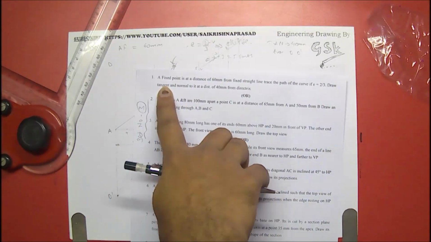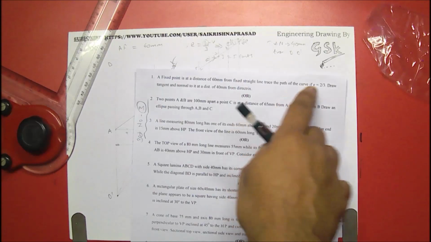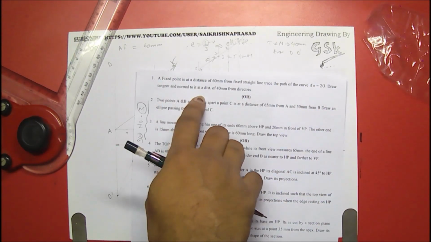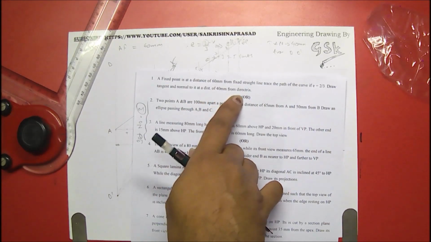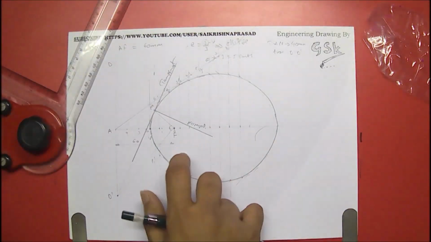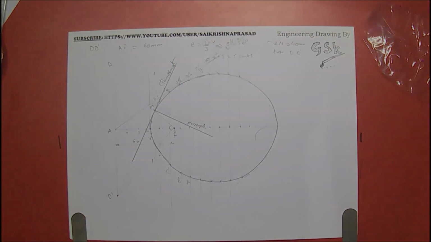A fixed point is at a distance 60 mm from the fixed straight line. Trace the path of the curve if eccentricity is 2 by 3 and draw the tangent and normal at a distance of 40 mm from the directrix. For this question, this is the answer. I hope everyone understands how to draw it.